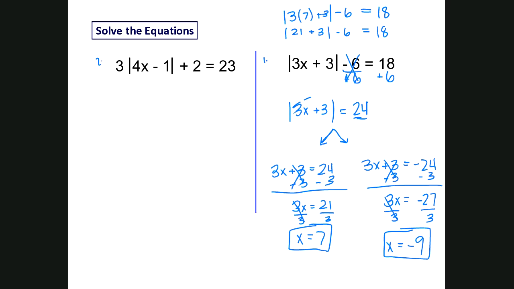Okay, 21 plus 3 is 24. The absolute value of 24 is 24. Minus 6 equals 18. 18 equals 18. So that's how I would check my answer. So that's how I know the first one's right. If you guys wanted to check the second one, you could. You'd just plug in a negative 9 right here. I'm going to let you guys figure out how to do that, though. Hopefully you can take it from there.